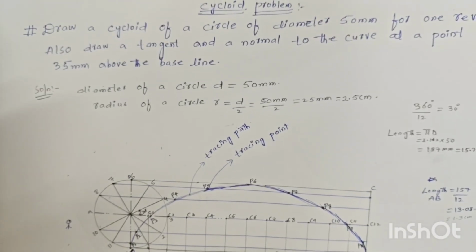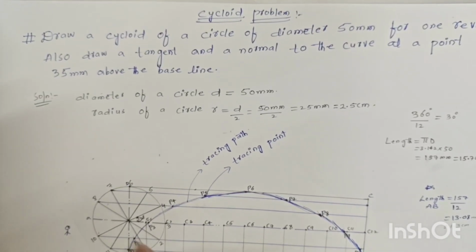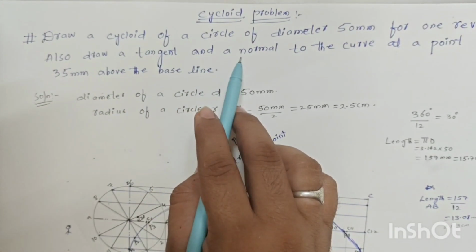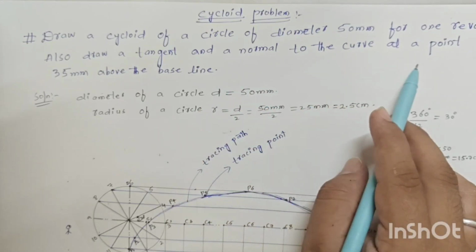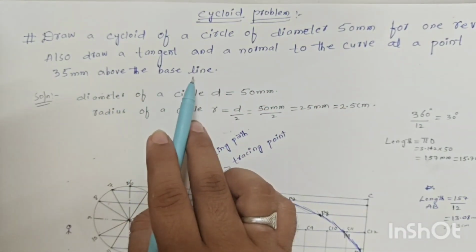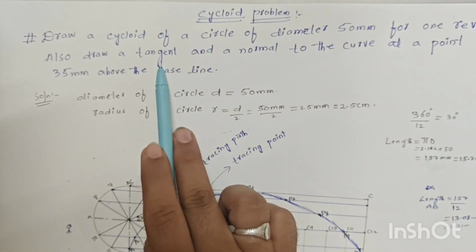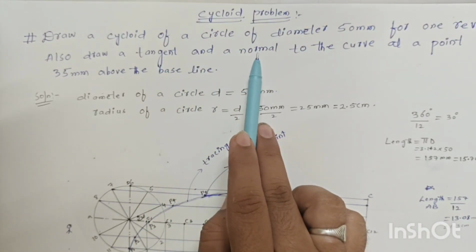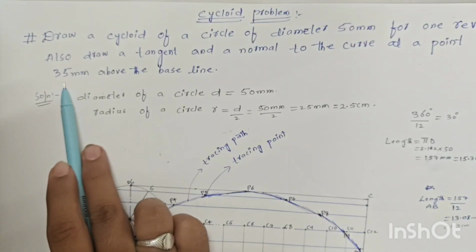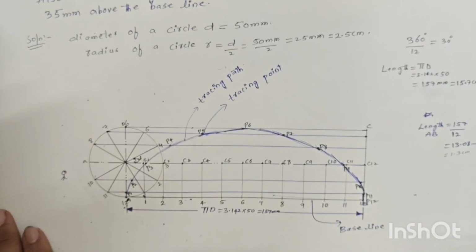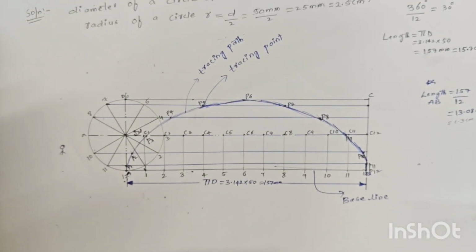Then again we need to draw here. Let us see this question. Also draw a tangent and a normal to the curve at a point of 35 mm from the baseline. So this means that we need to draw the tangent line, normal line. How much we have to measure? 35 mm from the baseline we need to measure. Let us see. All of you, please concentrate over here. Almost all students are making mistakes here only.